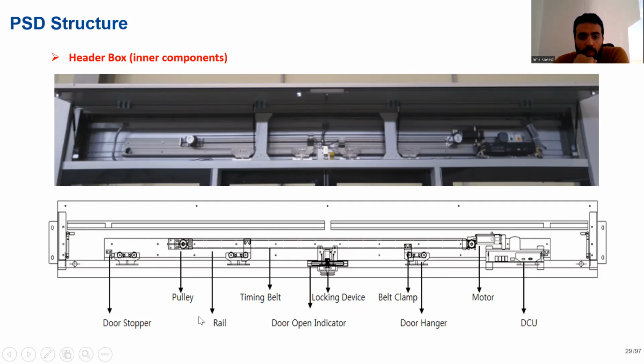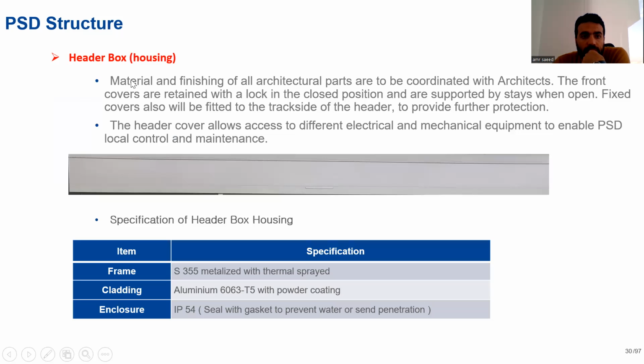You can see here pulley. You can see all these components are fixed on rail, on this rail. You can see here door hanger, which hangs the door, and this door stopper, and the header box housing.